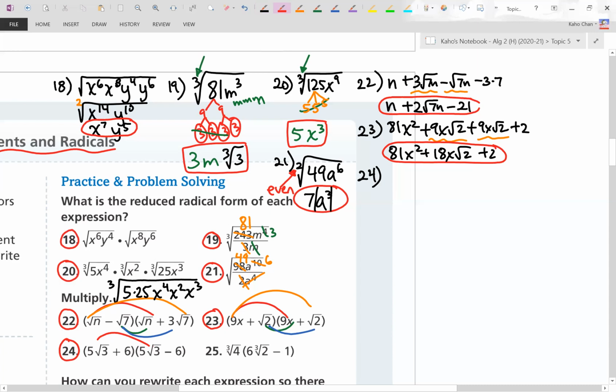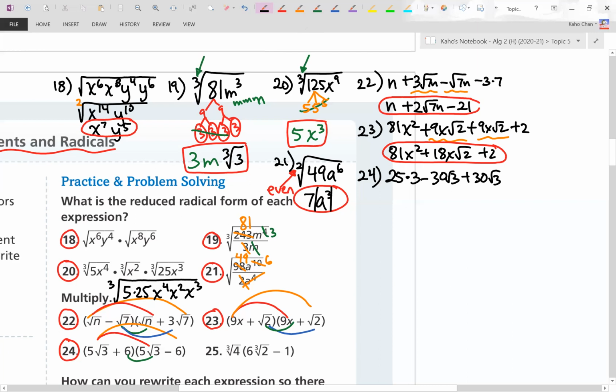Be careful here. 5 root 3 times 5 root 3 is 25 times regular 3. Right? 5 is 25. And root 3 is regular 3. Outer terms are next. We'll deal with that 25 times 3 in a minute. We have 5 root 3 times negative 6. So that's going to be minus 30 root 3. Okay. Inner terms are next. 6 times 5 root 3. That's going to be plus. Oh, interesting. 30 root 3.